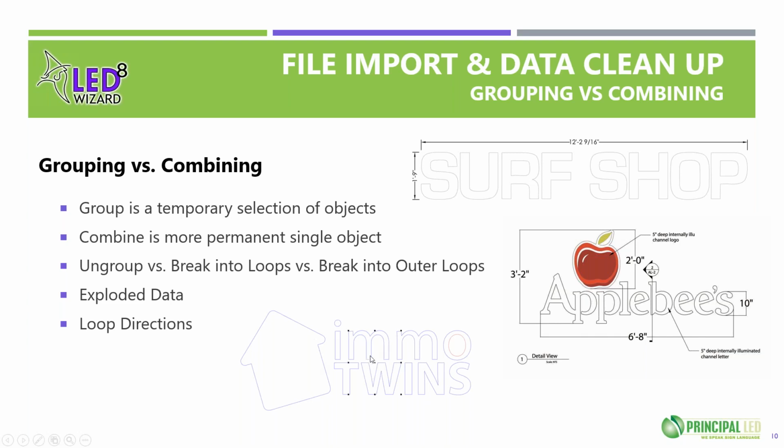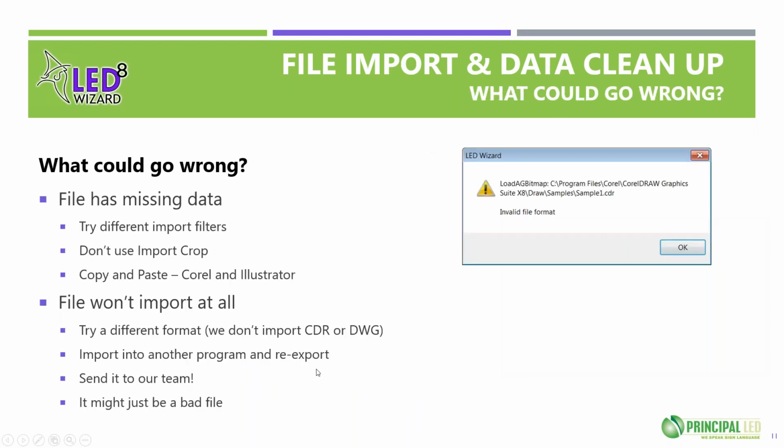And actually this file, I'll explain what's wrong with this file, is that these letters are oddly grouped. I have one letter from the top and one letter from the bottom in a group, which is not the proper organization for these letters. So I'll show that. So the infamous question, what could go wrong?